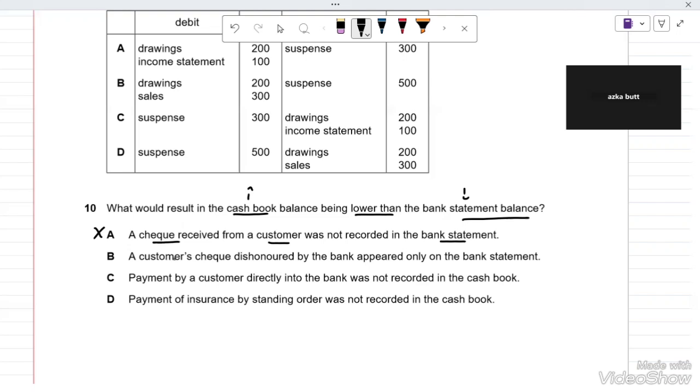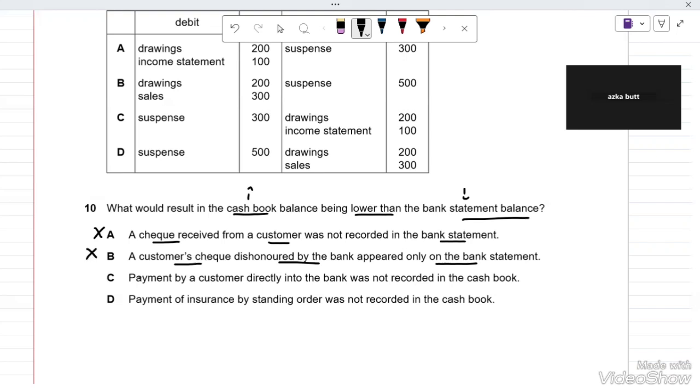Let's see B. A customer's check dishonored by the bank appeared only on the bank statement. At first, when we received the check from the customer, of course we recorded it in the cash book, but we did not record it when it got dishonored. So if it is only recorded in the bank statement but not in the cash book, the cash book balance would not be lower than the bank statement balance. So B option is not the right option.